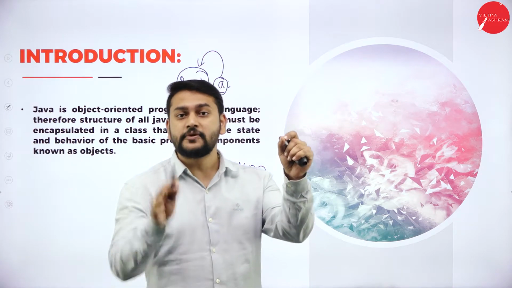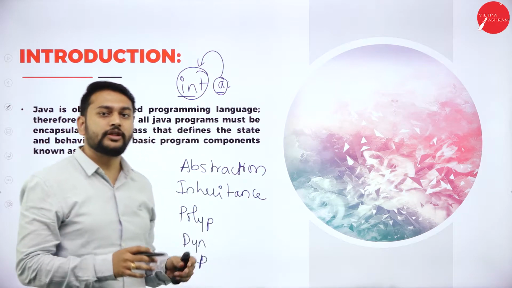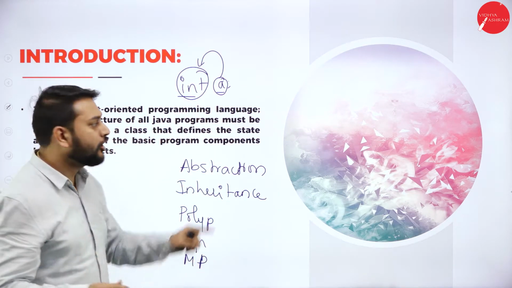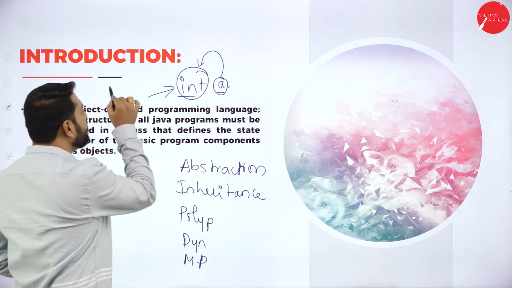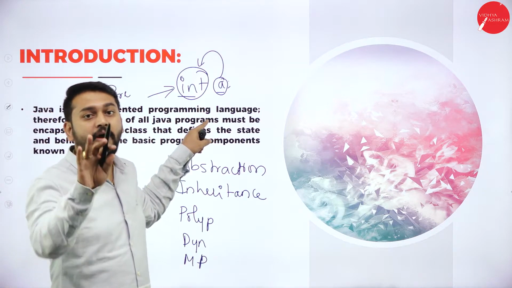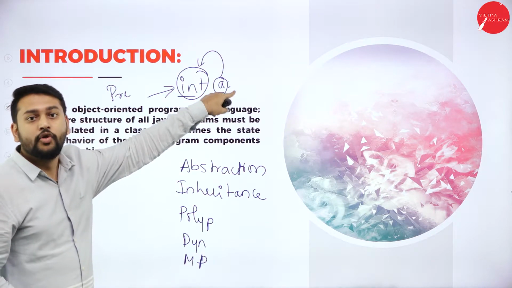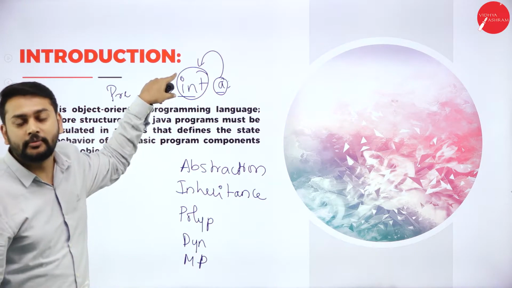Int is a data type, A is a variable of type int. So please observe this carefully. Let's understand the other shade of the same thing. My dear students, this is a predefined data type, and I'm creating a variable for this predefined data type. That's what you need to remember.